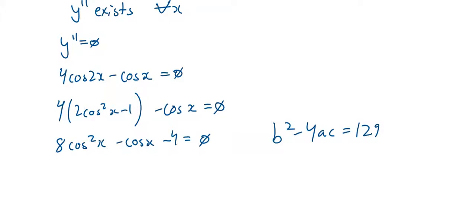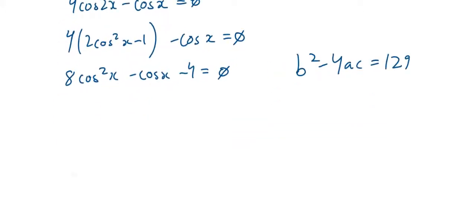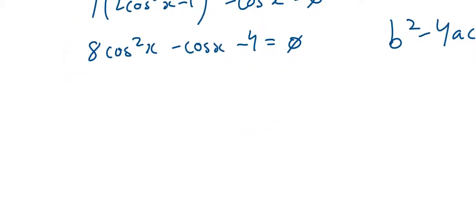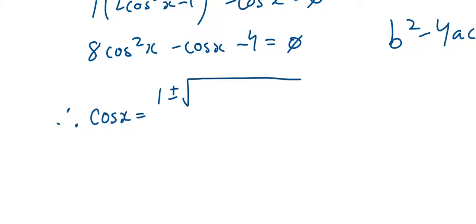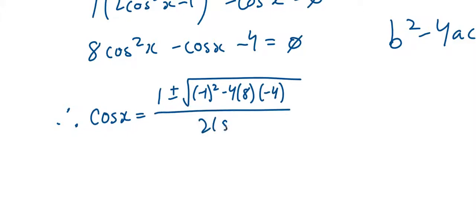So we got to go to quadratic formula. Be very careful. This is not x equals. This is cos x equals. I'm going to write this out. Negative b is negative 1, so 1 plus minus the square root of negative 1 squared minus 4 times a times c all over 2a.